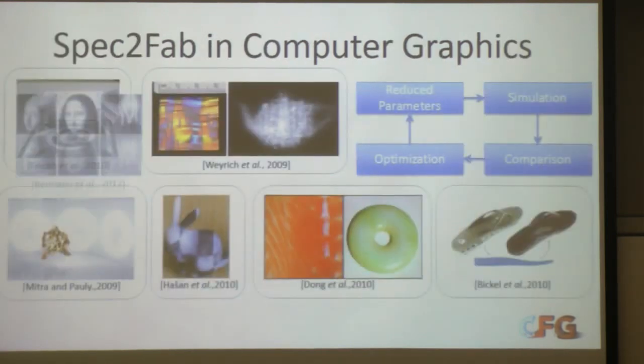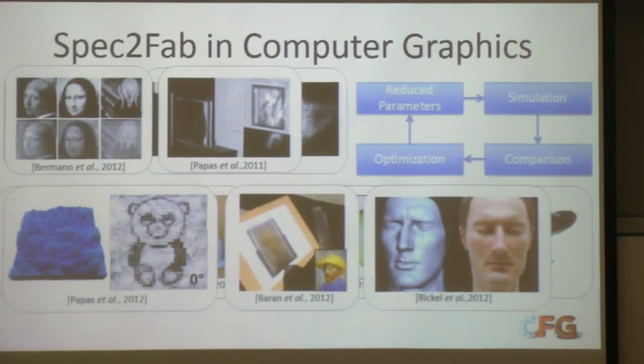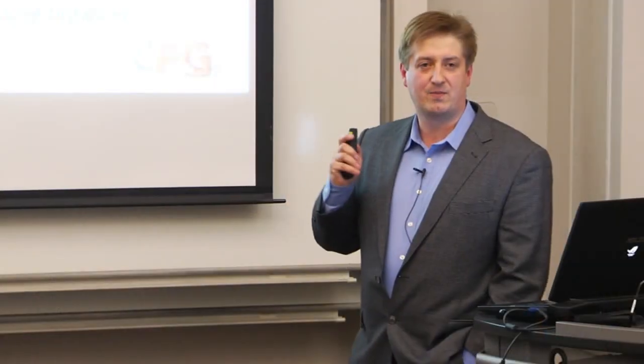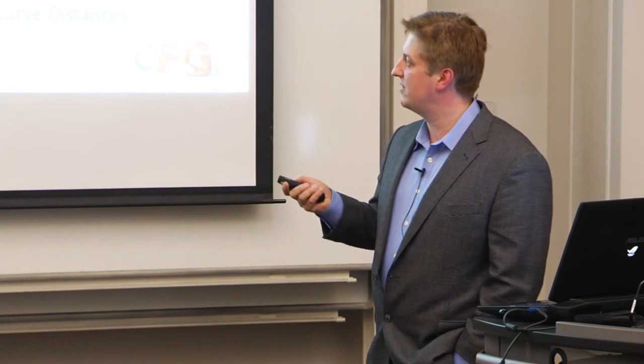What's really interesting is that we have looked at many instances of these processes in computer graphics, and we saw that people have tried to tackle these problems in computer graphics, in material science, in robotics, and all of these processes share a very similar structure. What's even more interesting is that a lot of the building blocks are very similar. For simulation, for these comparisons, for optimizations, people came up with a number of building blocks that they keep reusing all of the time. What's the most important and most interesting in this space are the reduced parameters.